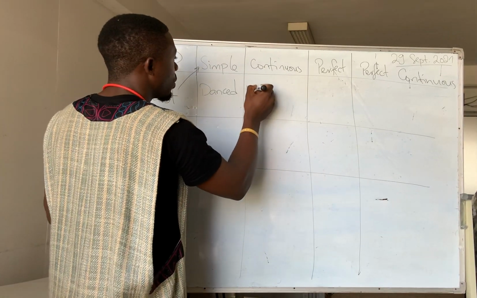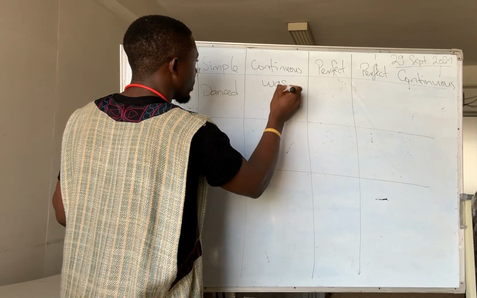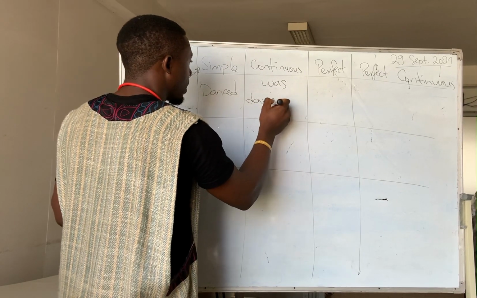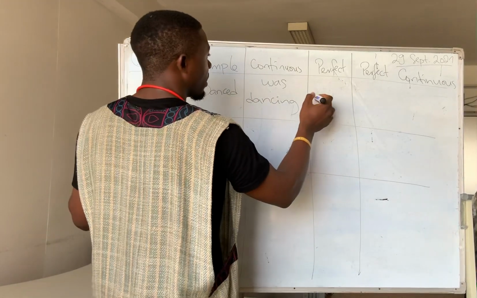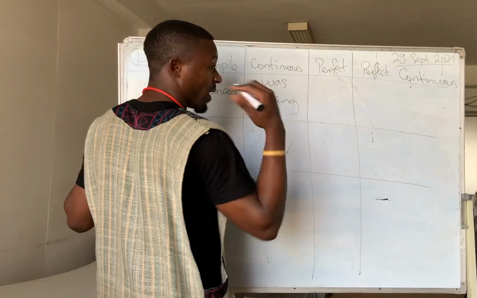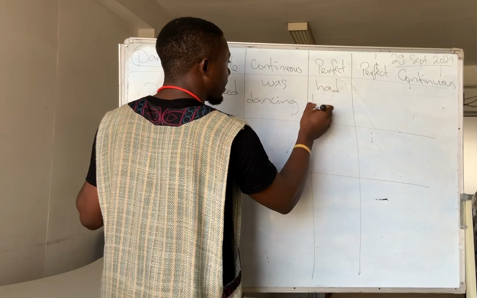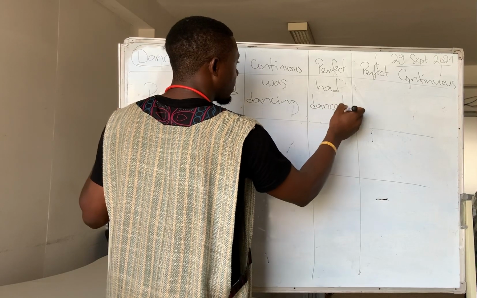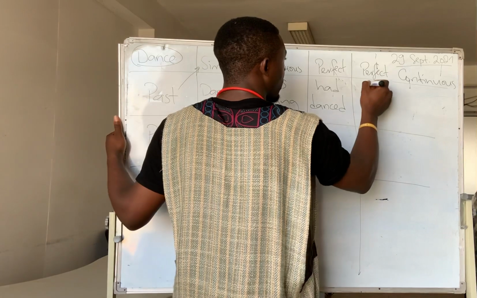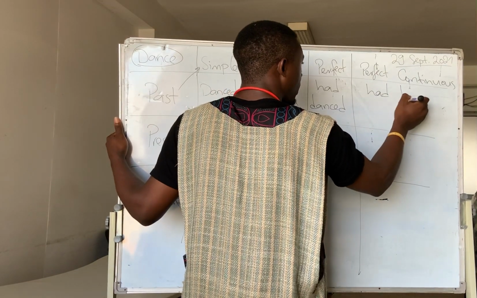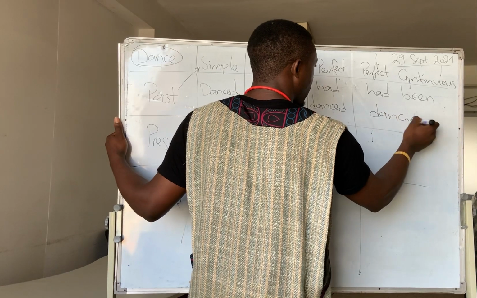The past continuous, let's put this in the middle, was dancing. The perfect, so past perfect, we're going to have had danced, and the past perfect continuous, had been dancing.